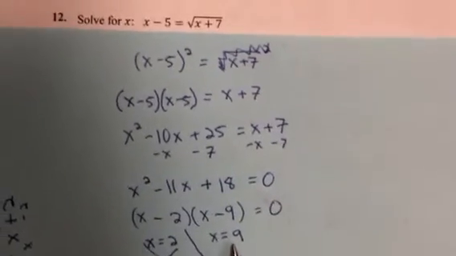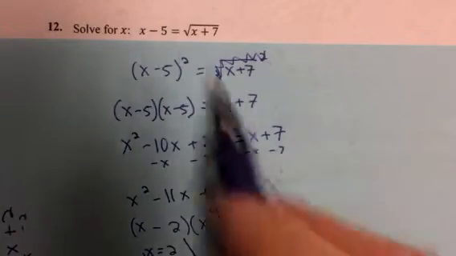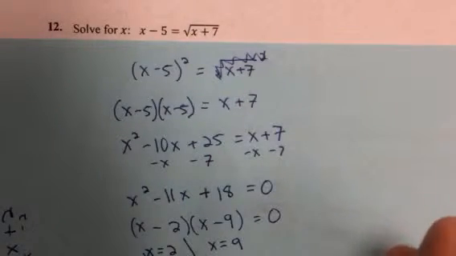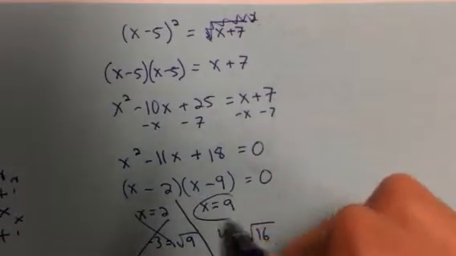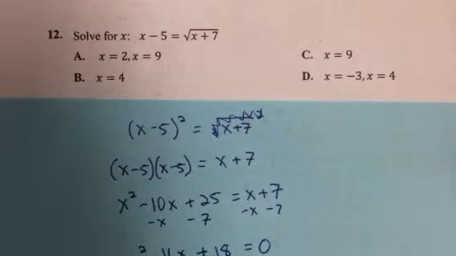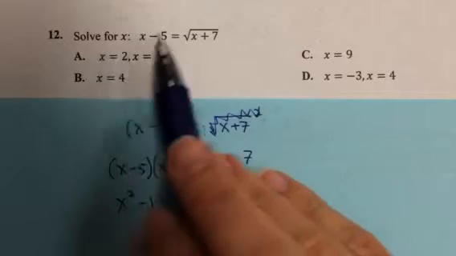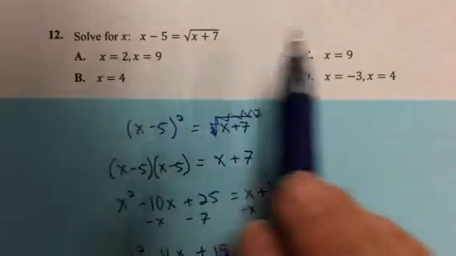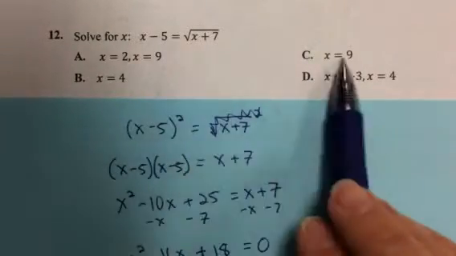If we check 9, we have 9 minus 5, which is 4, equals the square root of 9 plus 7, which is 16, the square root of 16, and that one will work out. So x equals 9 is our only answer. So we have C. Another way to do it is to plug in these numbers. We just plugged in 2 and that did not work. Negative 3 and 4 won't work. This is the only one that will work when you plug it in by hand.